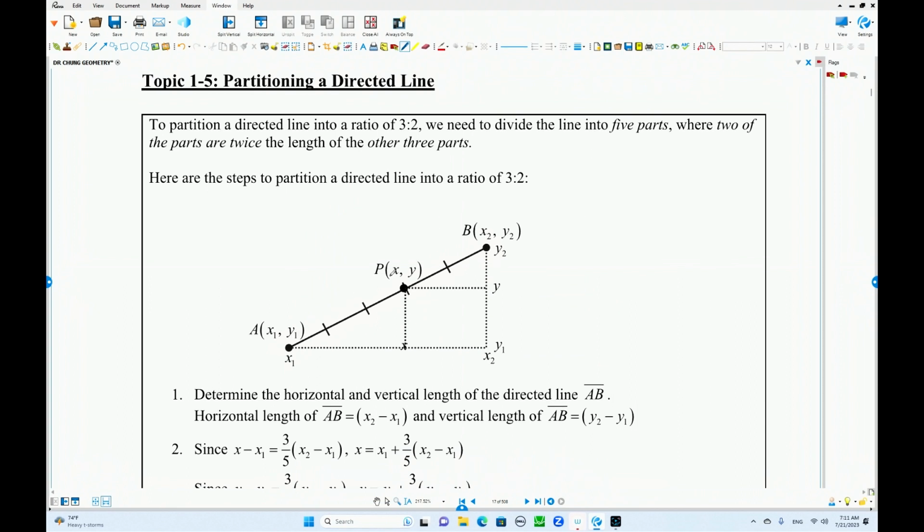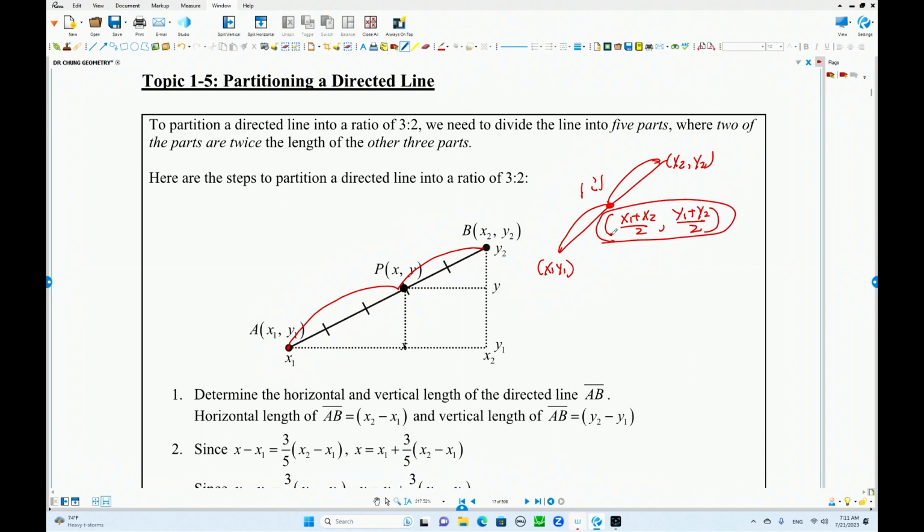Partitioning means we divide a line segment into some ratio. If we have the middle point, 1 to 1, with endpoints x1, y1 and x2, y2, then 1 to 1 is the midpoint. In this case, we can use the formula: x1 plus x2 over 2, and y1 plus y2 over 2. Everybody knows this one. Midpoint. But if the ratio is not 1 to 1, it's not the midpoint.